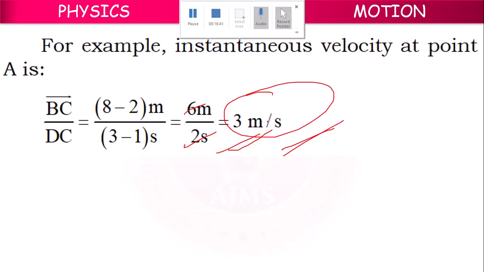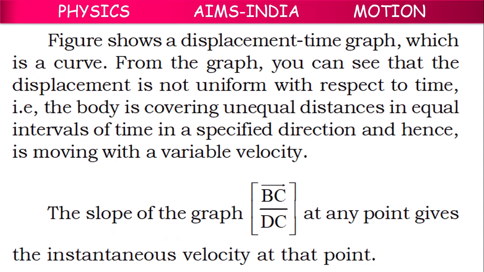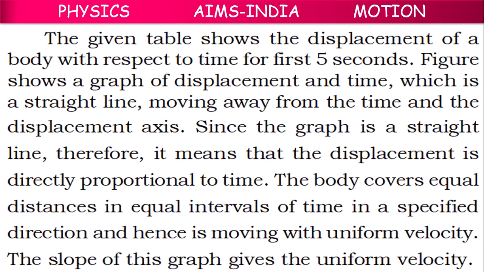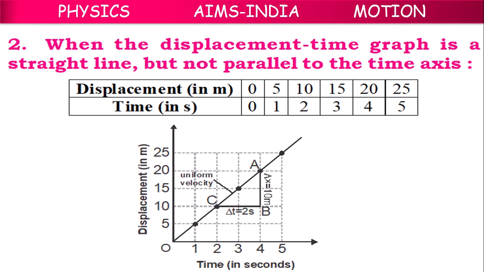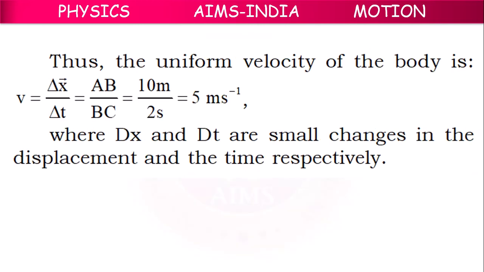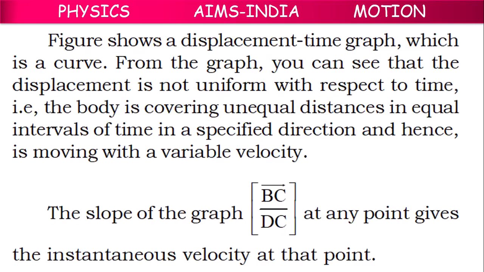So this is about the displacement time graph and 3 different kinds of graphs. The first graph is parallel to the time axis. It's a stationary body. The second one is a straight line. It tells that the body is moving with uniform velocity. The third one is not a straight line, it's a curve. It tells that the body is moving with non-uniform or variable velocity.